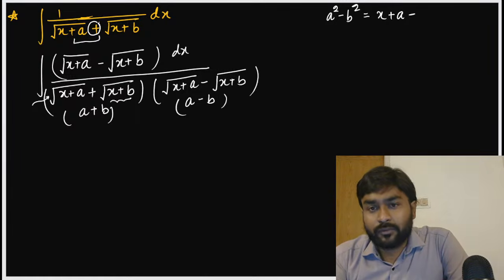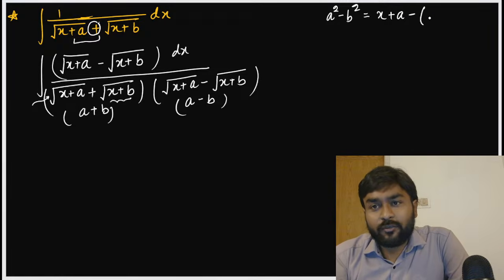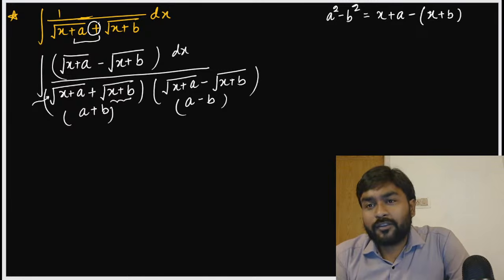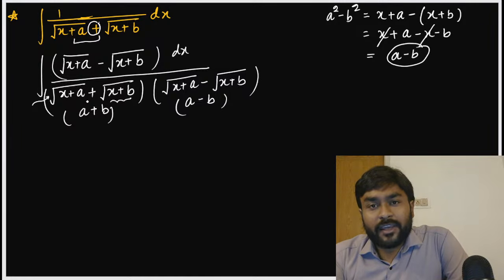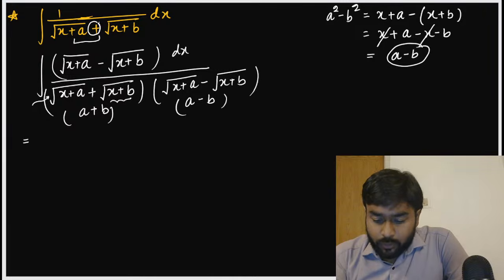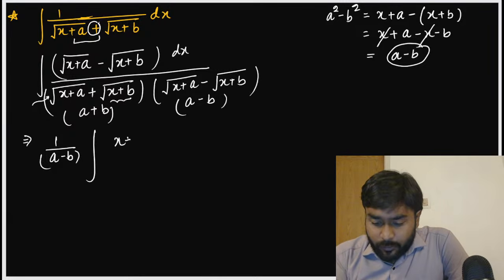So we have to write B square. What will be B square? B square will be x plus b. But here is a minus, so we will write it with a bracket. So this will be x plus b. This minus we are multiplying inside. So what will happen? x plus a minus x minus b. So this x and this x will cancel. So a minus b is coming finally, correct? So a minus b we can write outside the integration. So 1 divided by a minus b. Then remaining is what? x plus a power 1 by 2.